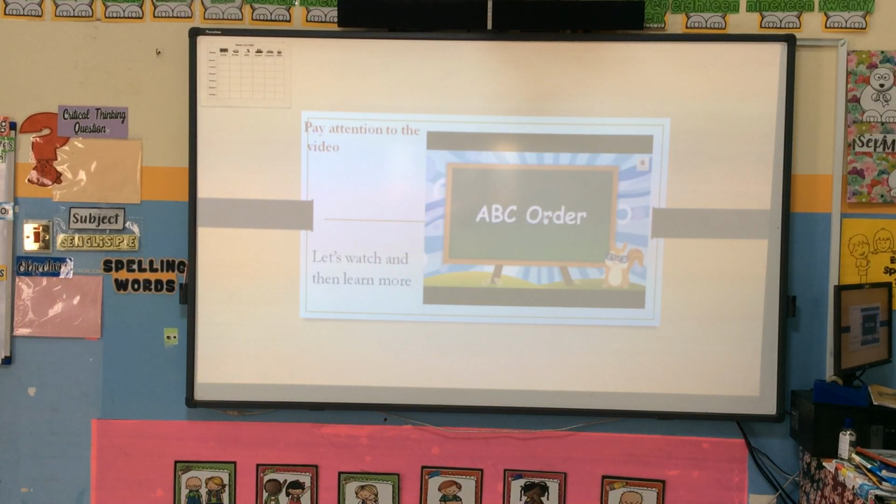ABC order. Nikki and Ricky are learning to put words in the same order as ABC. For this, they need to know the order of the English alphabet very well. Let's have a look at the English alphabet once again. We observe that all the letters are in a particular order that is known as ABC order or the alphabetical order.